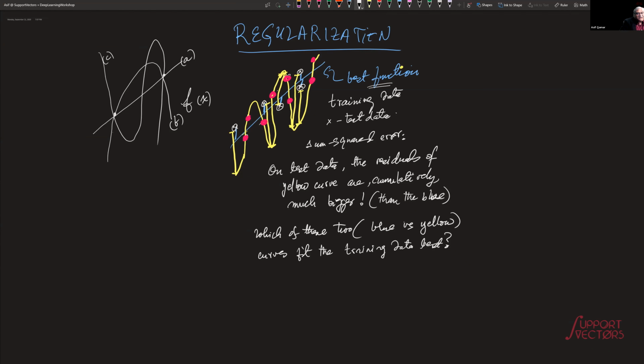So guys, if you just visually observe which of these is fitting the training data more accurately, the yellow curve. Yeah, the yellow one, right? So this is the paradox. If you ask about training loss, it is least for yellow, but test loss, which is what really matters, is least for blue, isn't it? So what happened?